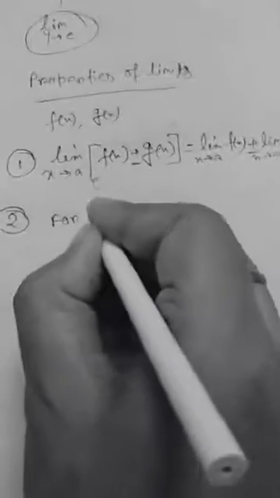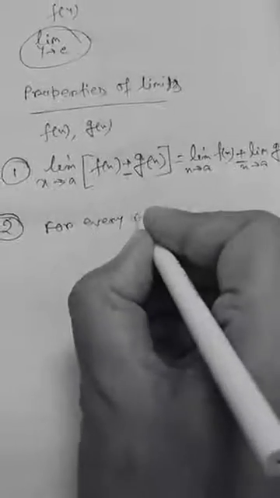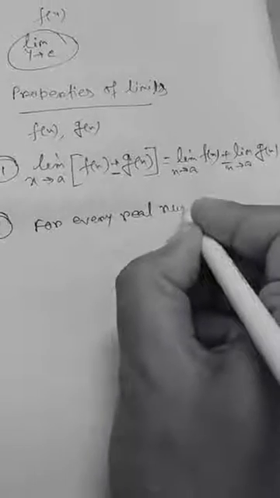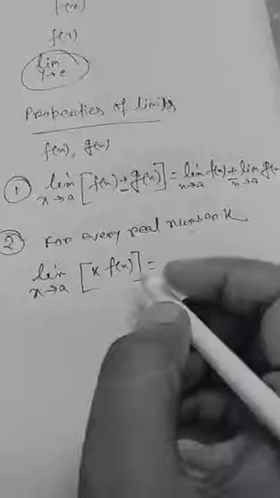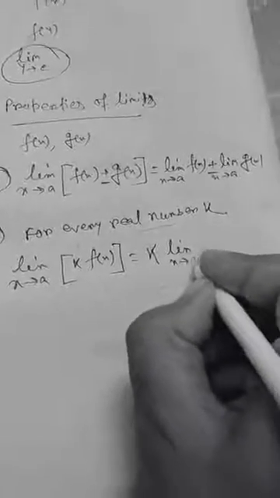Number 2, for every real number k, the limit as x tends to a of k into f(x) is equal to, here k is a constant, that means k is a real number, so we can write k into the limit as x tends to a of f(x). This is a very, very important formula.